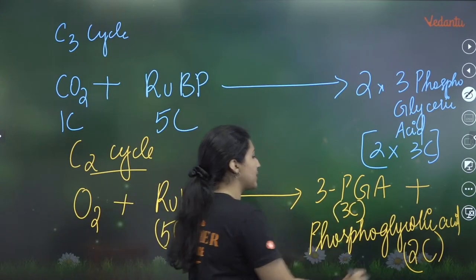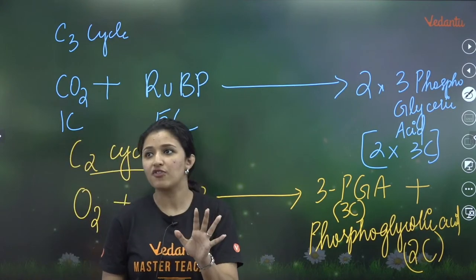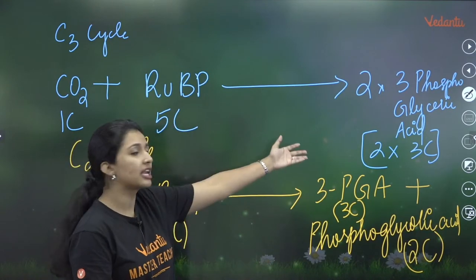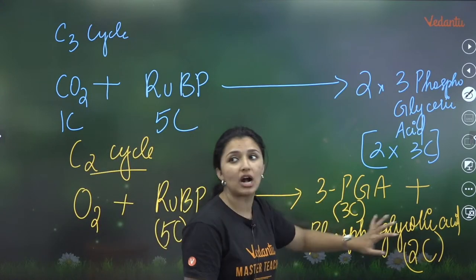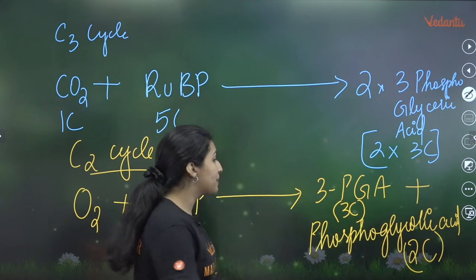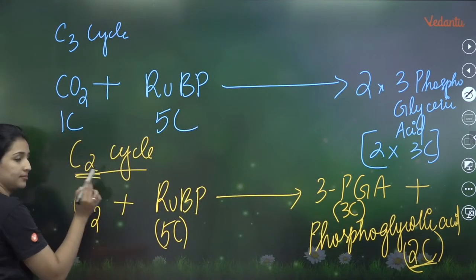Now you see the equation is balanced because we had 5 carbon. With 5 carbon we cannot split it into 3-carbon compounds. So we make one 3-carbon compound and one 2-carbon compound. It's because of this 2-carbon compound that we call it the C2 cycle.